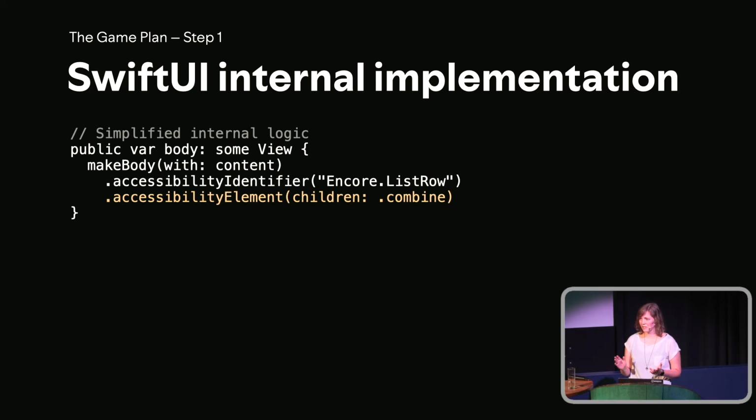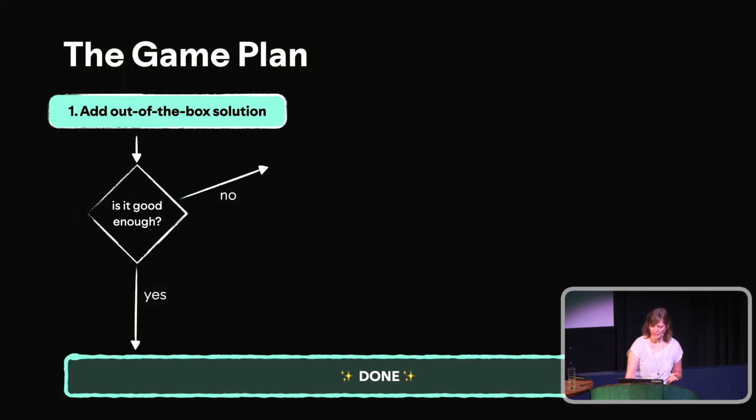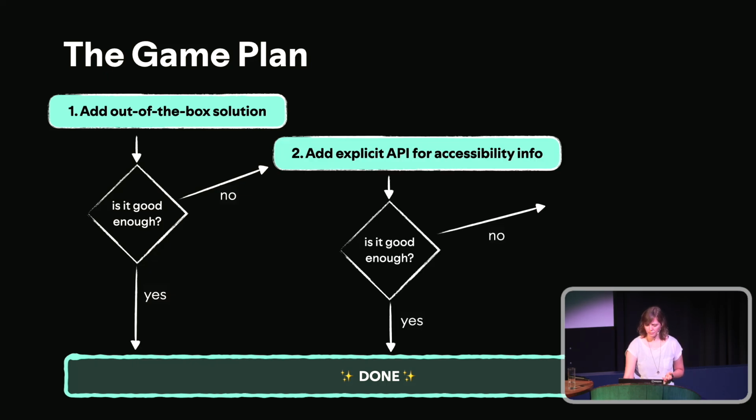But actually, sometimes the out-of-the-box approach is not enough. So let's go back to our game plan. If the out-of-the-box solution is not good enough, we might add an API which is very explicit, where we ask for the information we need. It should still be easy for the developer to use, but it's a bit more work.